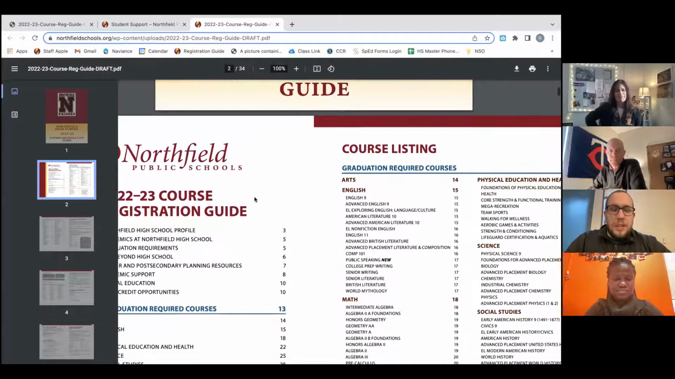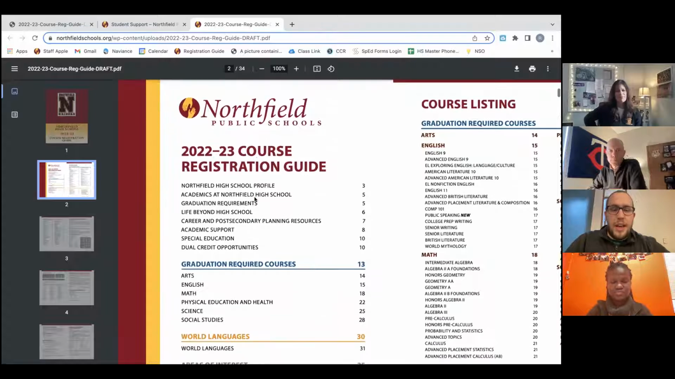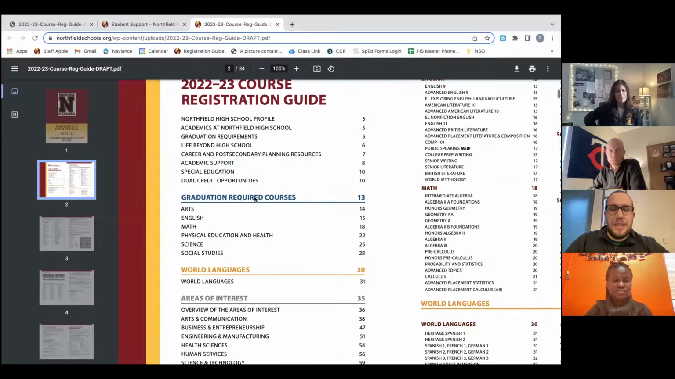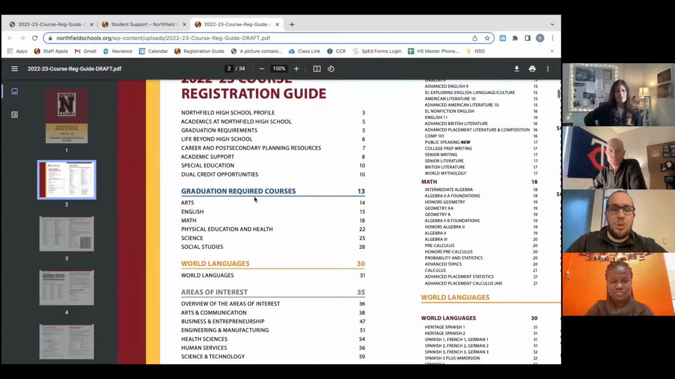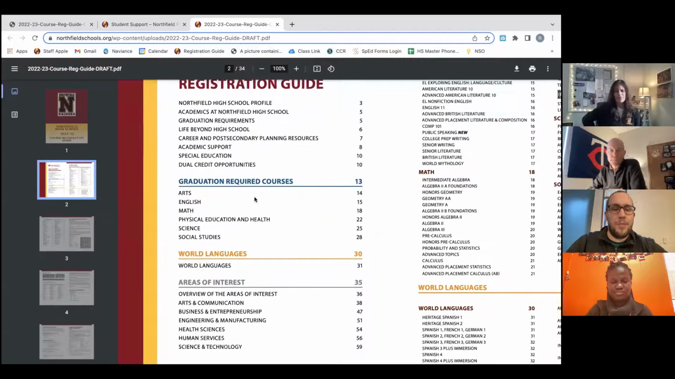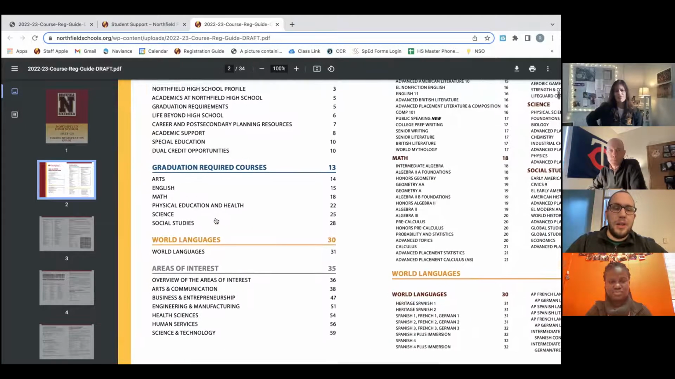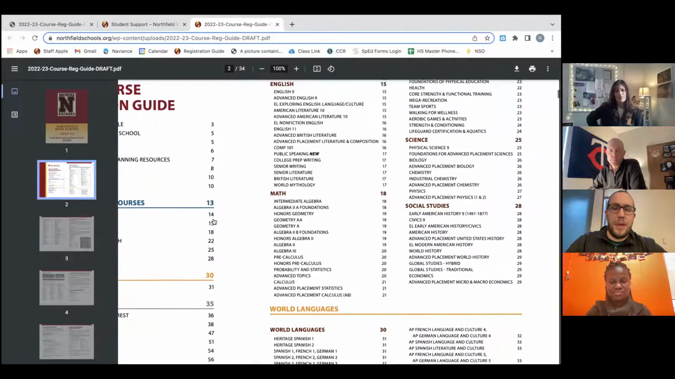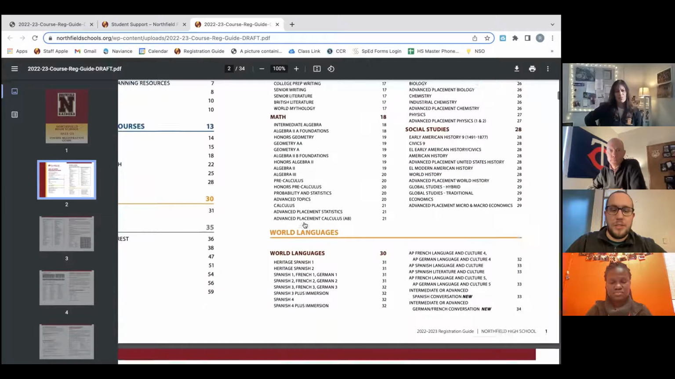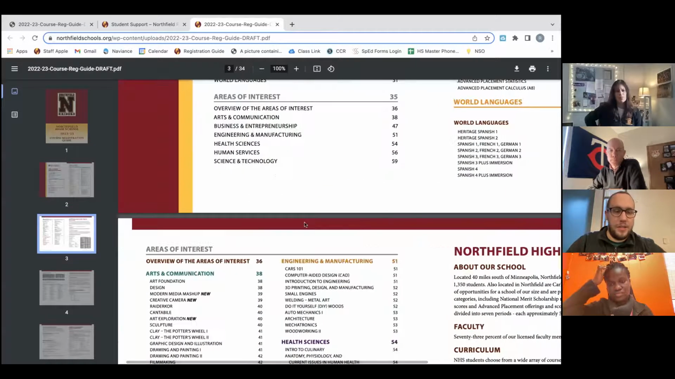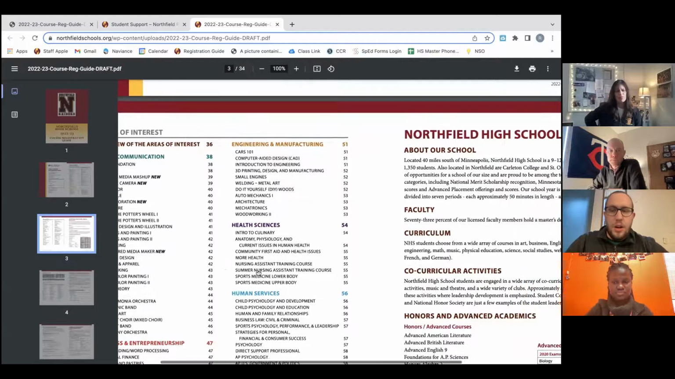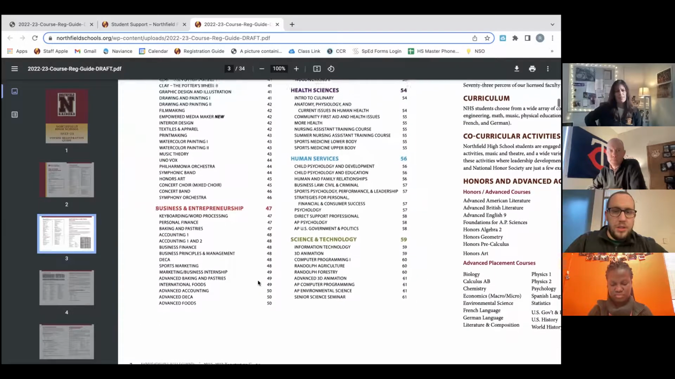And as you start to look through the registration guide, it starts off with this nice table of contents that takes you through all of the areas of learning. That starts out with the courses required for graduation, so your core classes, then goes into your world languages, and then it's broken down by areas of interest, so your elective pieces.